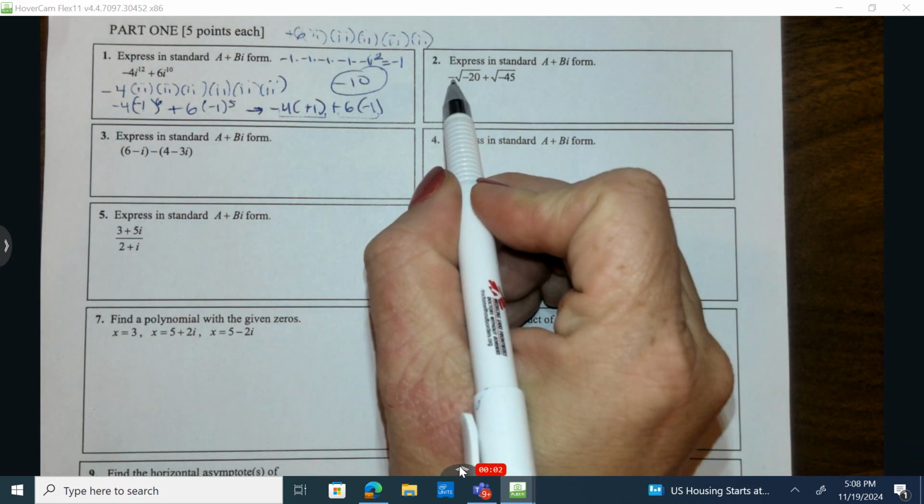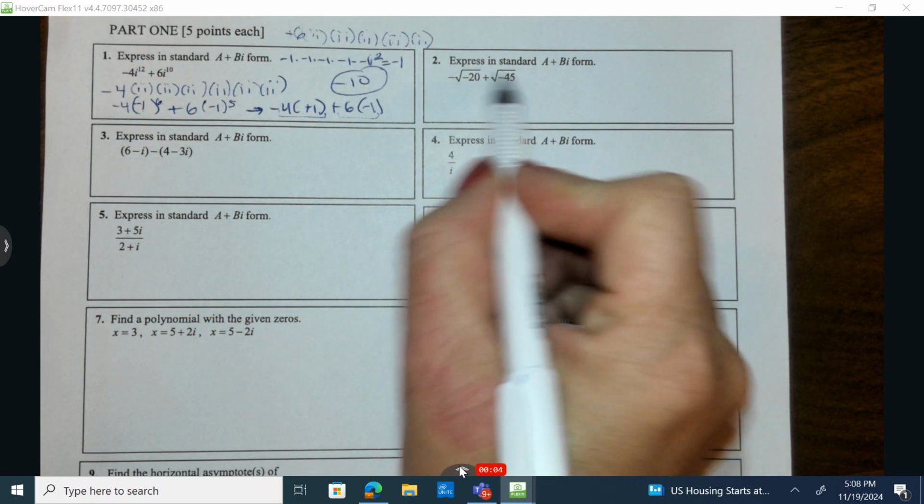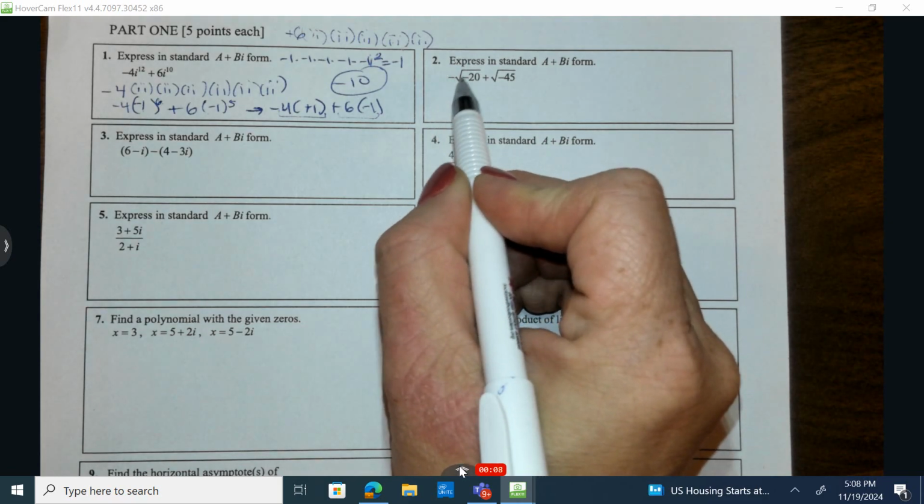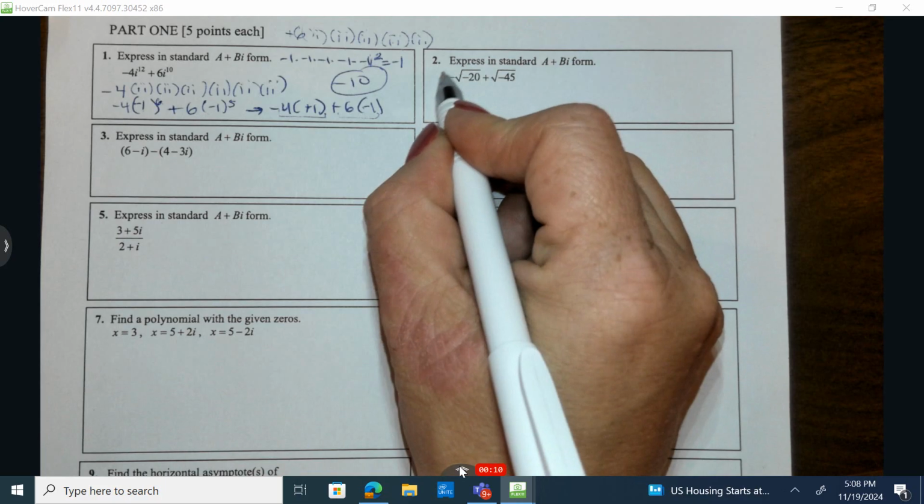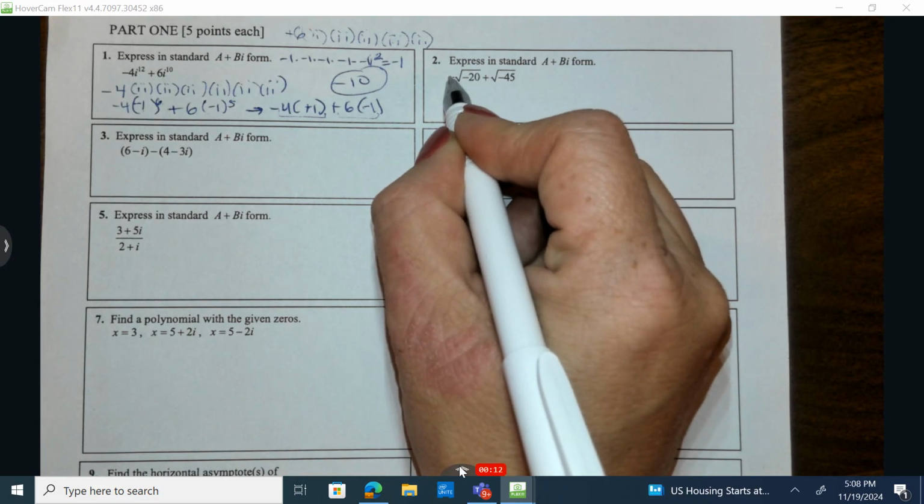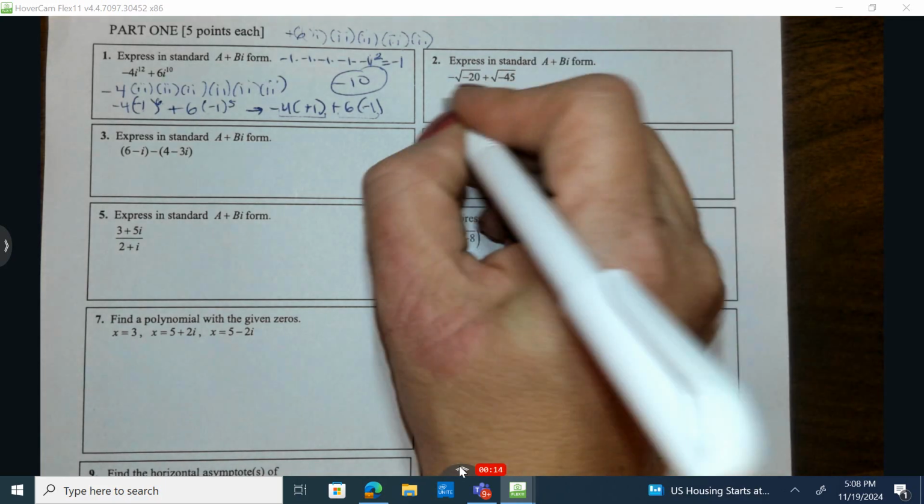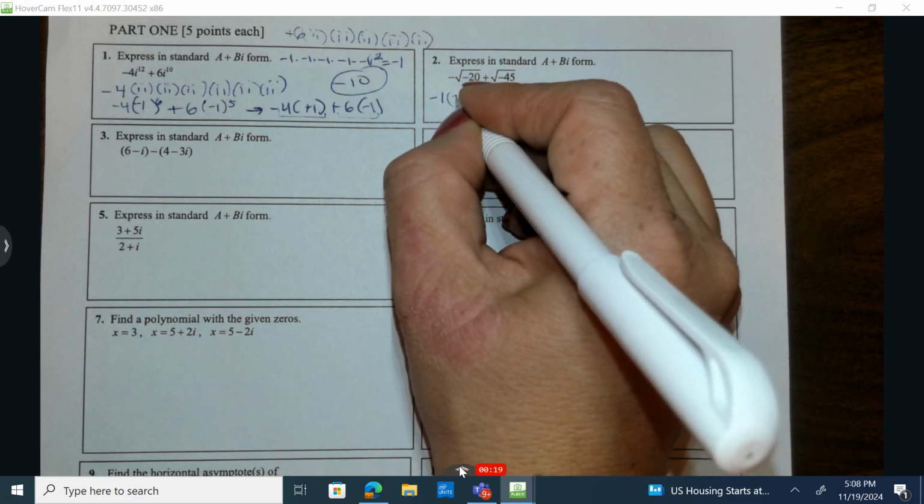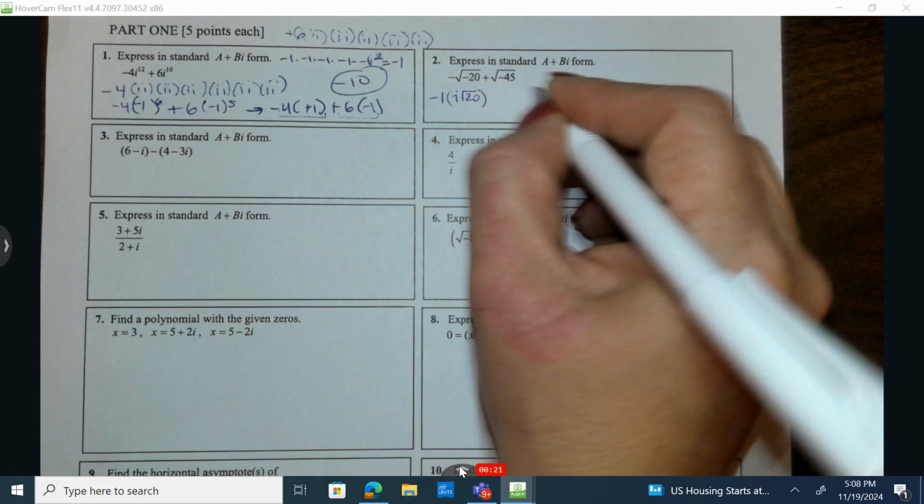A common mistake I see students make when evaluating this expression is they see two negatives and they automatically want to distribute to get a positive 20. You cannot distribute a value on the outside through a square root. So this is like -1. I know I cannot take the square root of a negative, so the negative comes out front and I have the square root of 20.